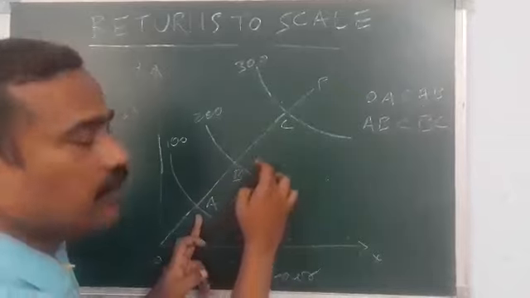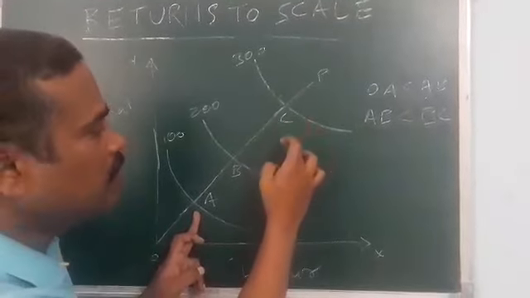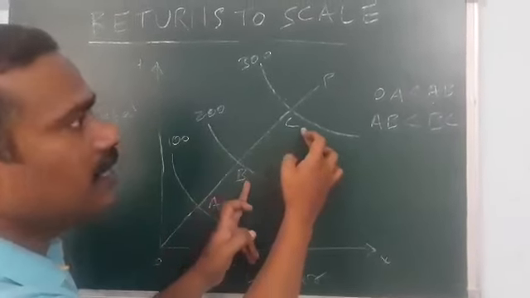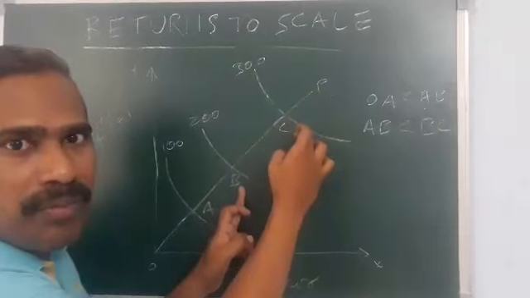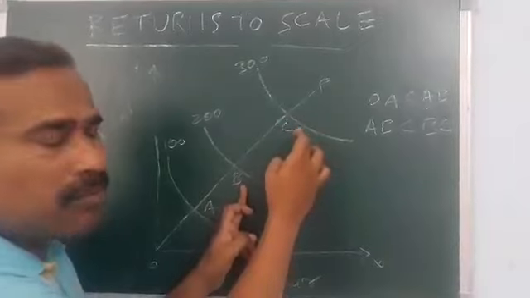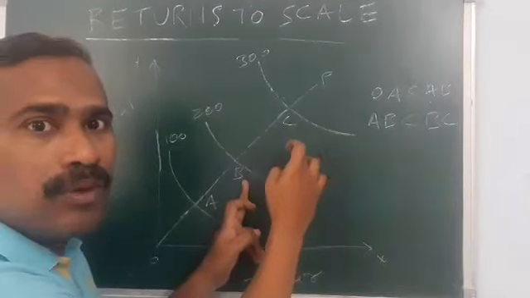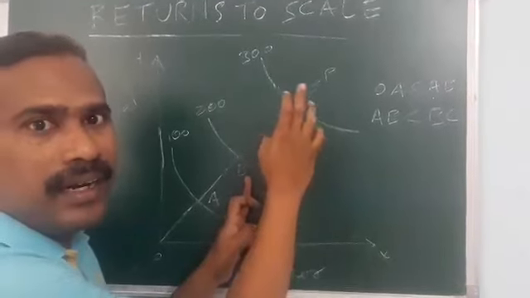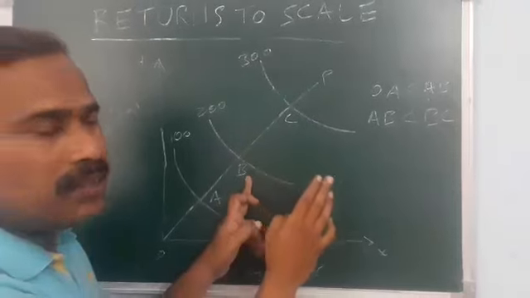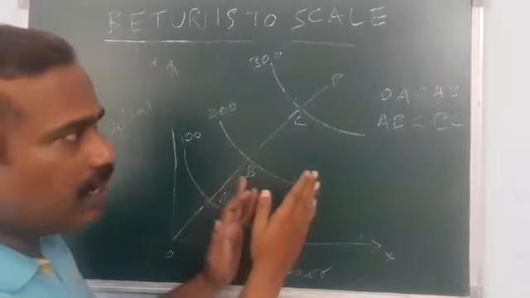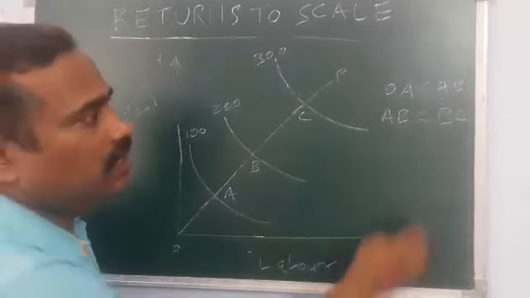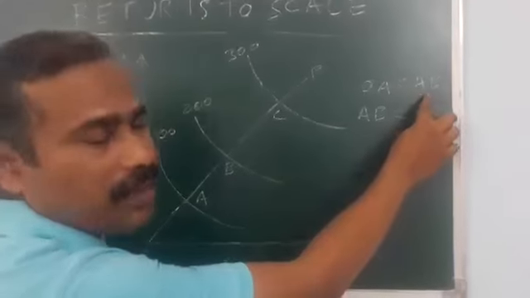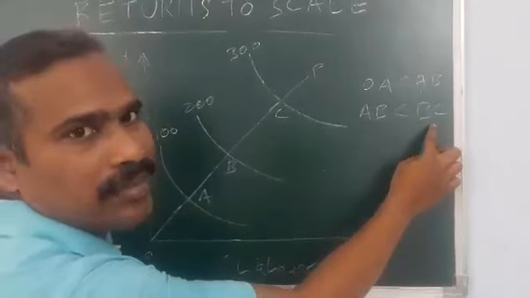Okay, and you observe on this path AB is less than BC. That means if you get an extra 100 units of production, you should use more production factors to get that production level. So that means here we can observe that we are getting decreasing returns to scale. Here OA is less than AB and AB is less than BC.